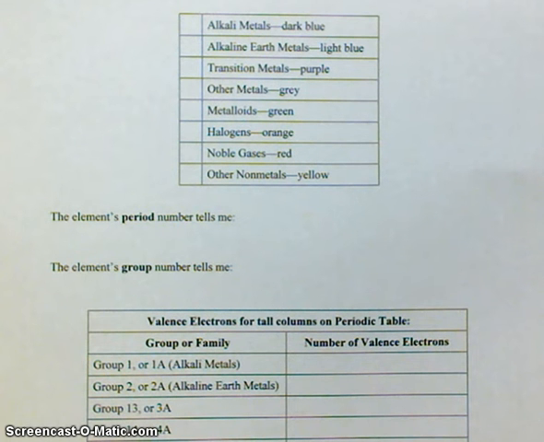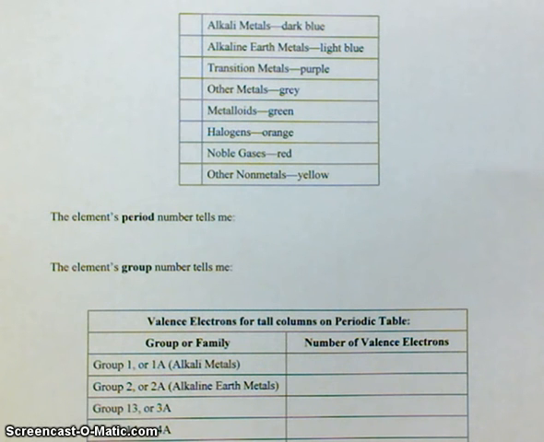Okay, the taller columns, group 1 or 1A, has 1 valence electron. Group 2, sometimes called 2A, has 2 valence electrons. Group 13, which is sometimes called 3A, has 3 valence electrons. Group 14, sometimes called Group 4A, has 4 valence electrons. Group 15, sometimes called Group 5A, has 5 valence electrons. Group 16, sometimes called Group 6A, has 6 valence electrons. Group 17, sometimes called 7A, has 7 valence electrons, and group 18, or sometimes called 8A, has 8 valence electrons.